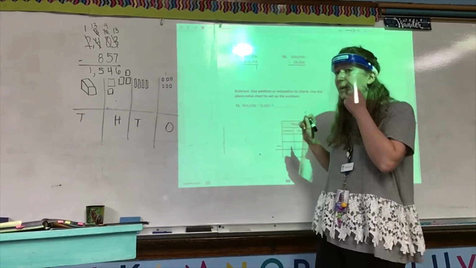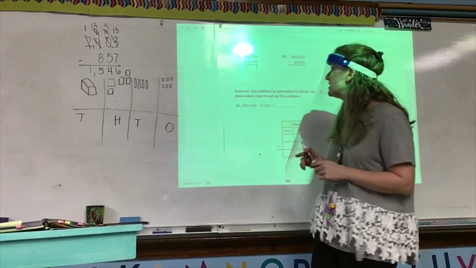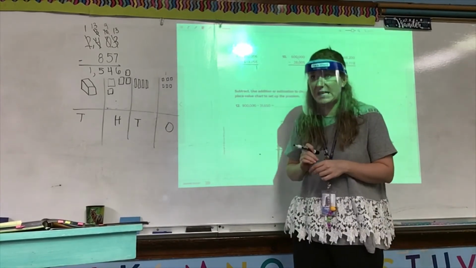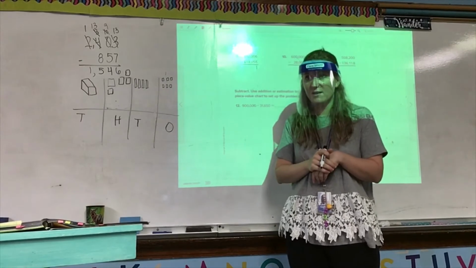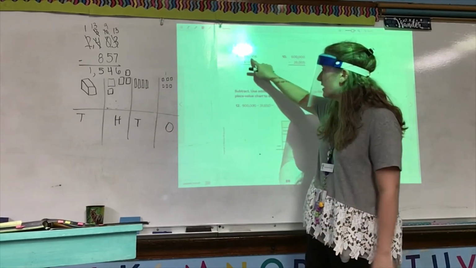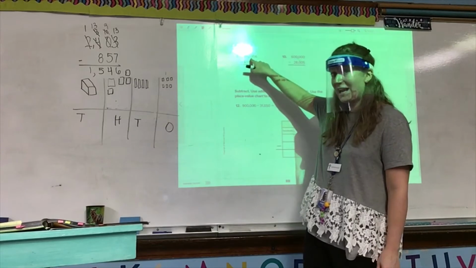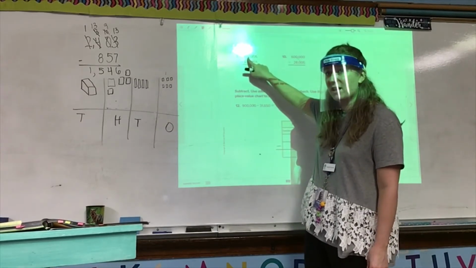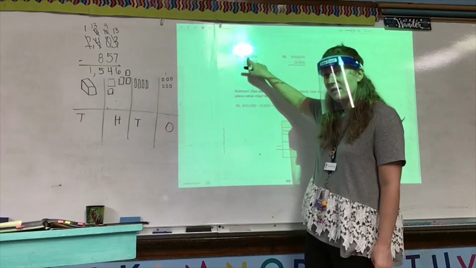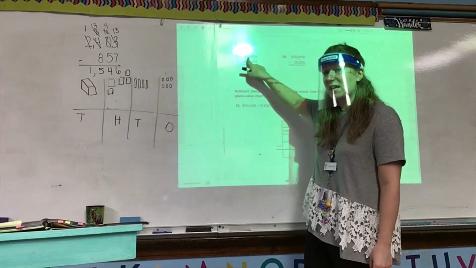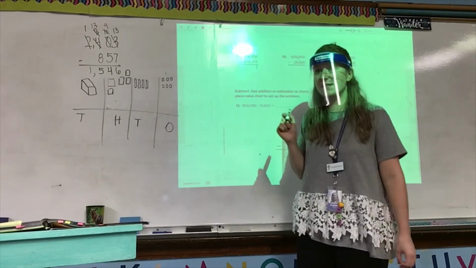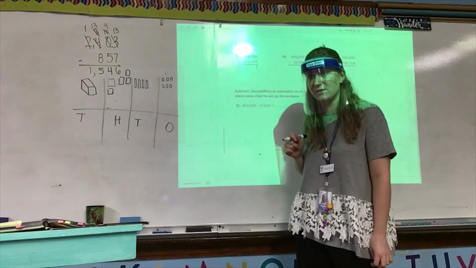Now, I move to what place? The tens place. I have 0 minus 5. If I have 0 tens, can I take 5 tens away? No. So I have to move to the hundredths place. Do I have any blocks to take away there? Nope. So I have to move to the next place. Do I have any blocks to take away there? Yes. So I'm going to take 1,000 away, which means I have how many thousands left?